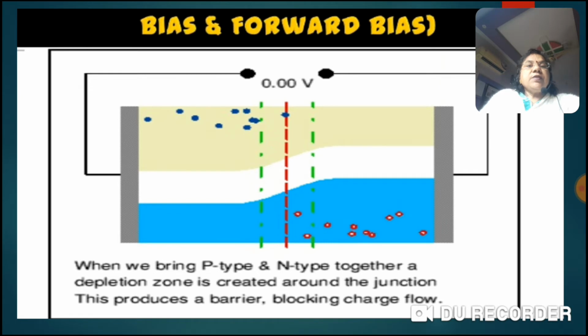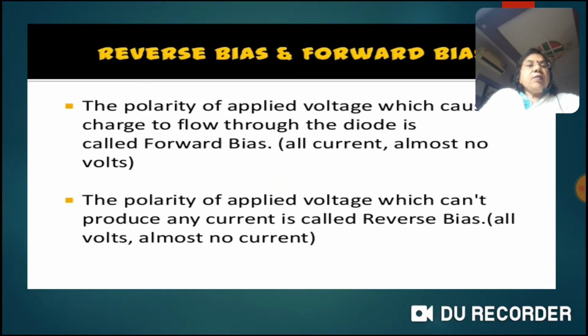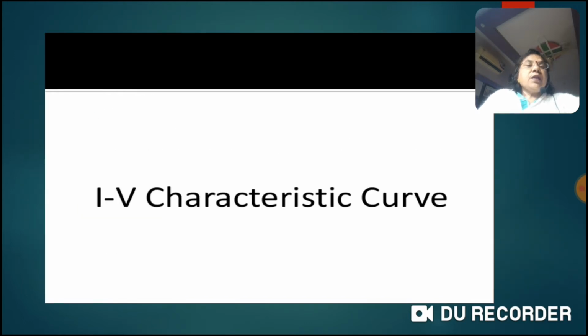Now reverse bias and forward bias. When we bring P-type and N-type together, a depletion zone is created around the junction. This produces a barrier blocking charge flow. The polarity of applied voltage which causes the charge to flow through the diode is called forward bias: all current, almost no voltage. The polarity of applied voltage which can't produce any current is called reverse bias: all voltage, almost no current.